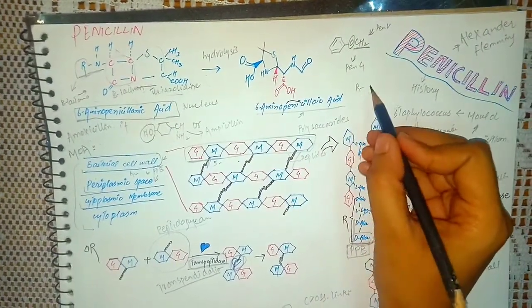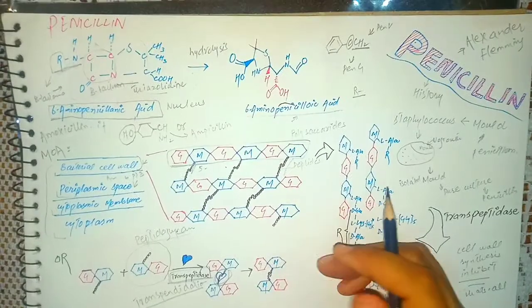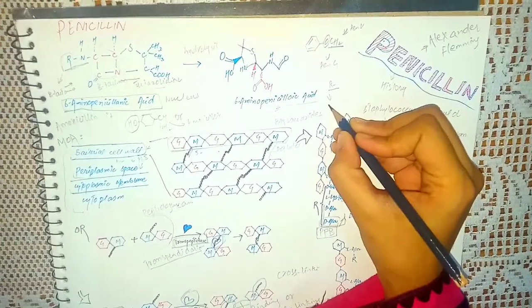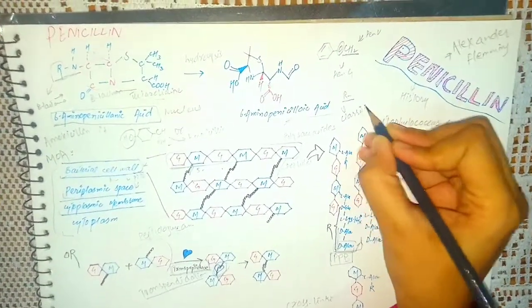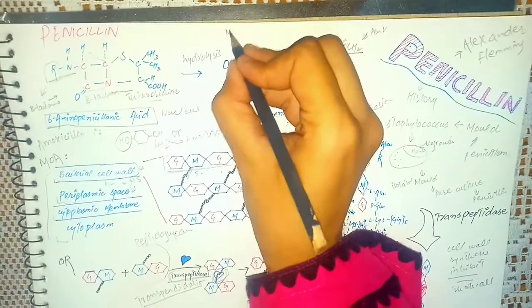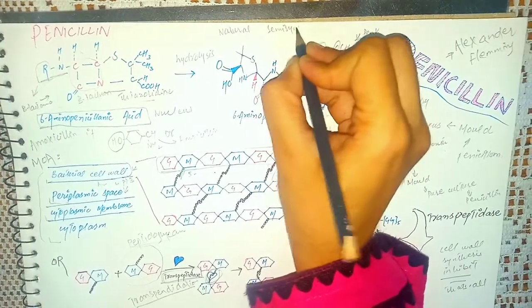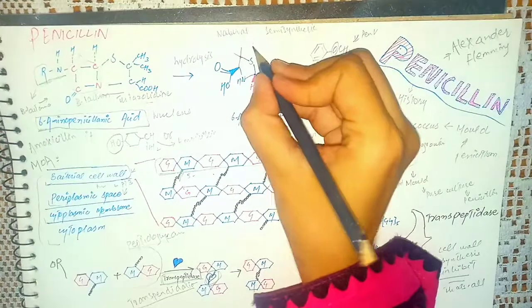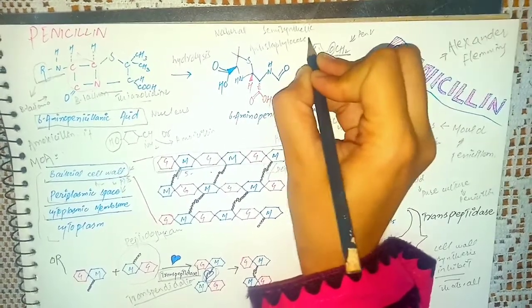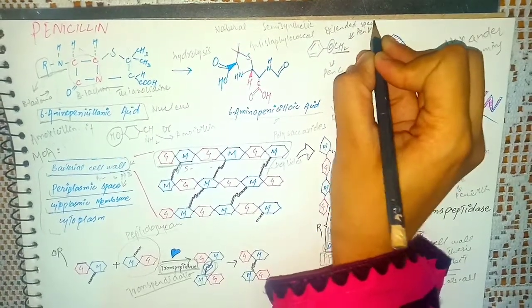And the R substituent will determine the pharmacological, biological, and antibacterial properties of the penicillin and is helpful in the classification of the penicillins. Basically, on the basis of the pharmacological and biological antibacterial spectra, the penicillins are divided into 4 groups. First are the natural penicillins, second are the semisynthetic penicillins, third are the anti-staphylococcal penicillins, and the fourth are extended spectrum or anti-pseudomonal penicillins.